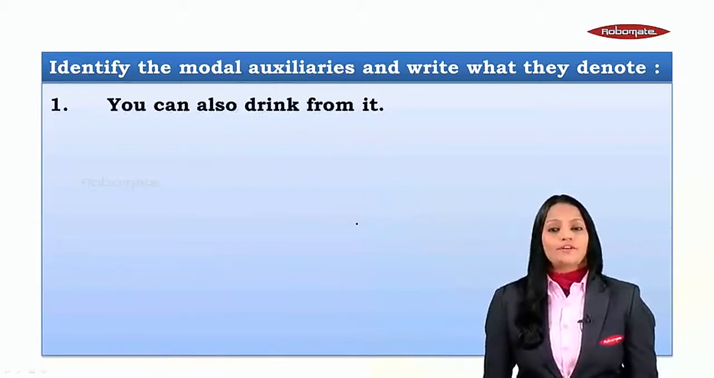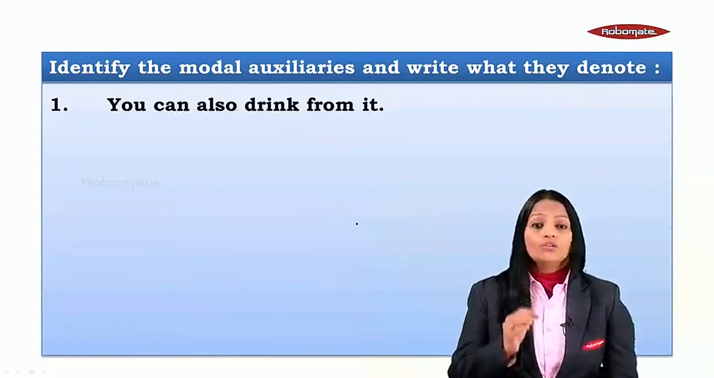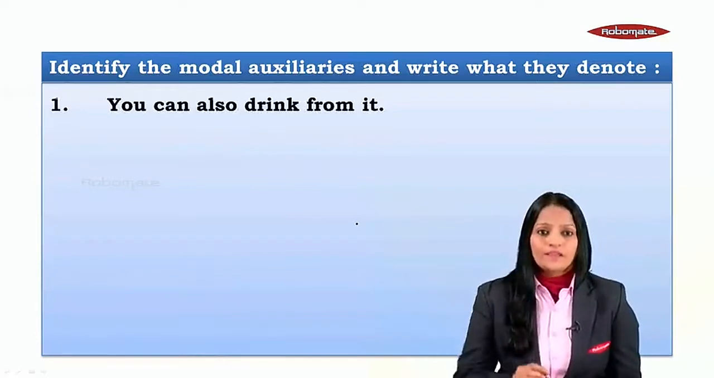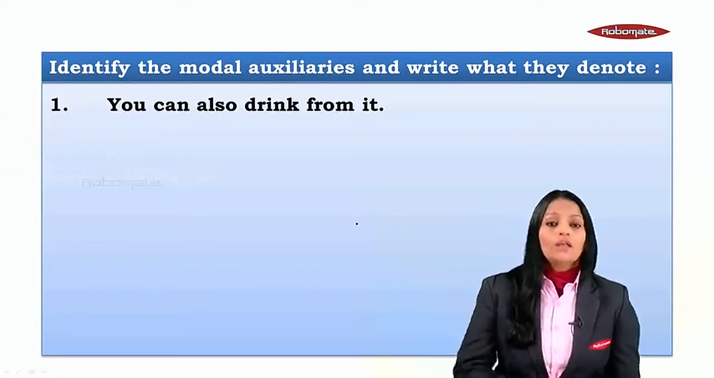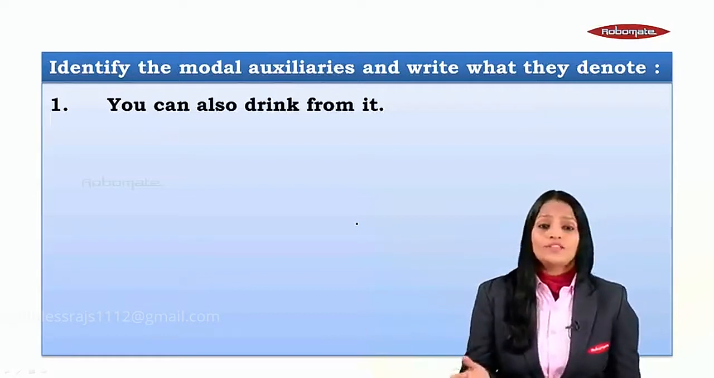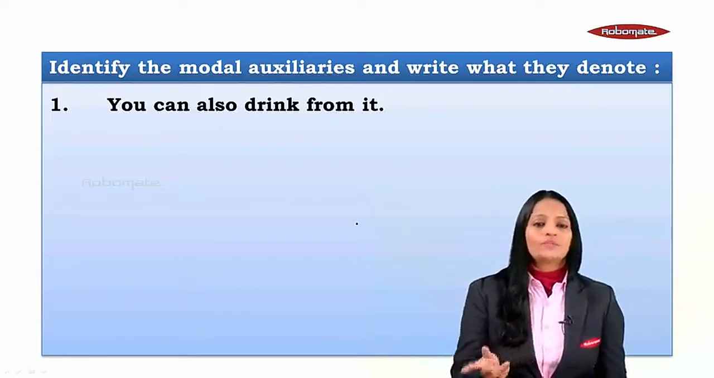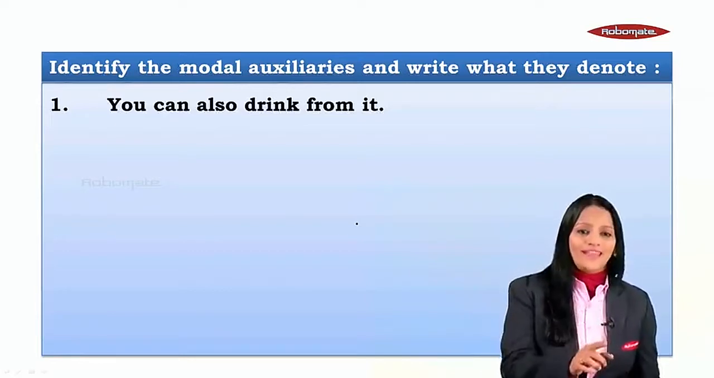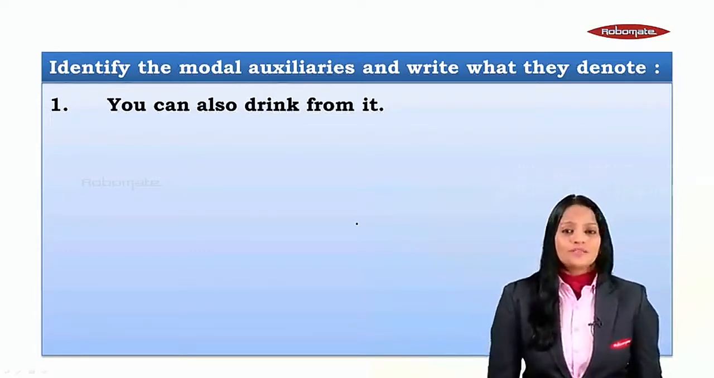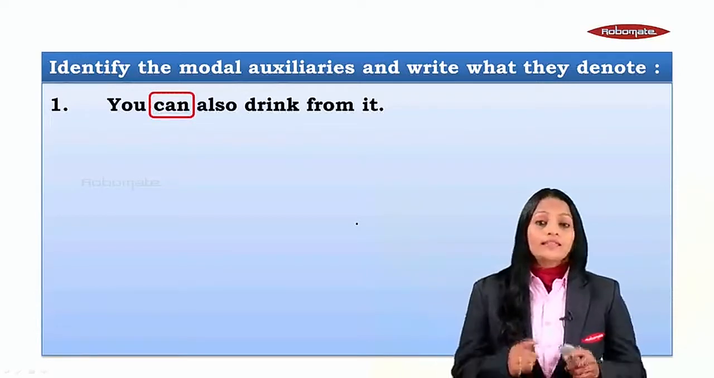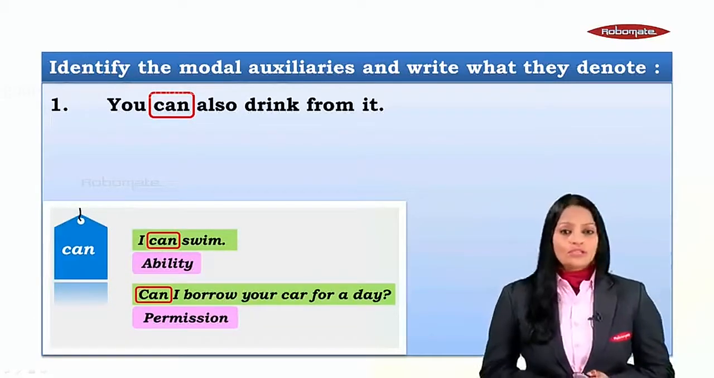Okay, let's take the first one. You can also drink from it. Now, first and foremost, to identify the modal auxiliary, we know that whenever there are 2 verbs, the first one is modal auxiliary. But by now, we know the list of modal auxiliaries: can, could, will, would, may, might, shall, should, must, ought to, used to, need, dare. Students, you have to know the list well. And by looking at the sentence, you can immediately recognize that can is a modal auxiliary.